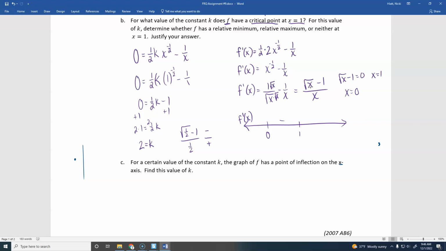And then a number bigger than 1, you could plug in 2. It's fine if you plug in 2. Square root of 2 minus 1 over 2. Square root of 2 is bigger than 1, so you get a positive over a positive, and you get a positive here. But if you plug in something like 4 or 9 or 16, you can actually get the whole number if you want.